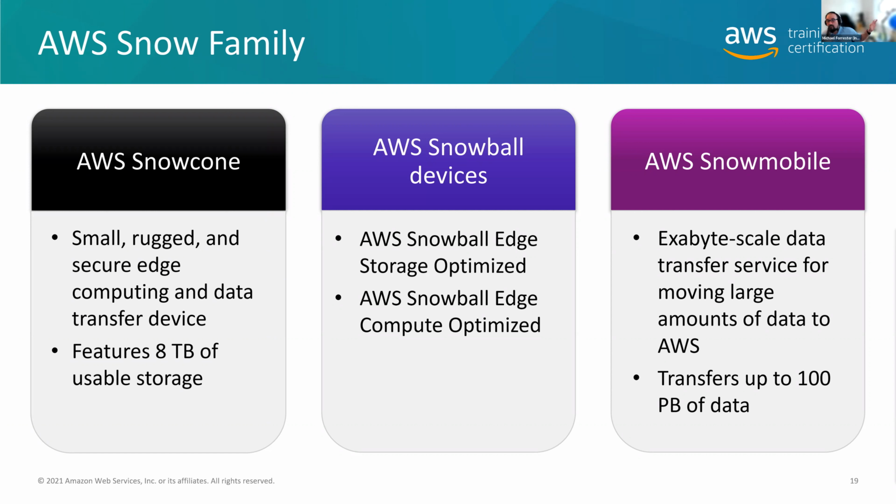But just know they go from small to really large. But the Snow Cone is really not a data transfer system. It's more of an IoT aggregator system. So I'm not sure why it's included here, because it's actually kind of a different thing. But the Snowball devices and the Snowmobile are actually used for data transfer.